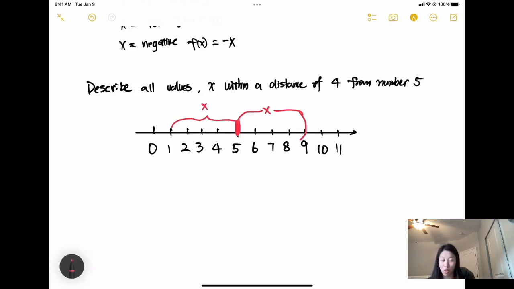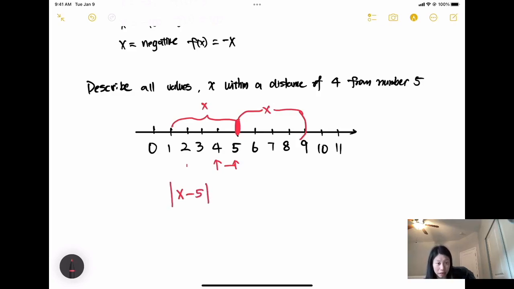Think about that. If you think about 4, from 4 to 5, the distance is what? It's 1. From number 4 to number 5, the distance is 1. So that is still the value of x, even though it's the other side of the distance. That's really interesting, right? So when we're trying to think about how to write this down, we want the distance between x and 5 to be less than or equal to 4. When we're trying to describe distance, we usually use an absolute value, right? So x minus 5, this distance, we want it to be within 4.